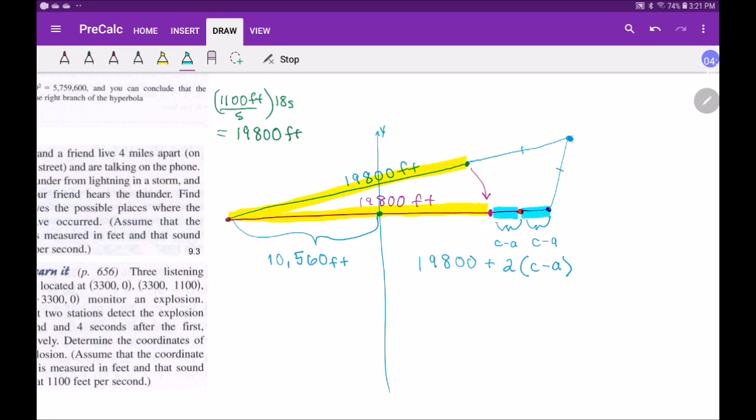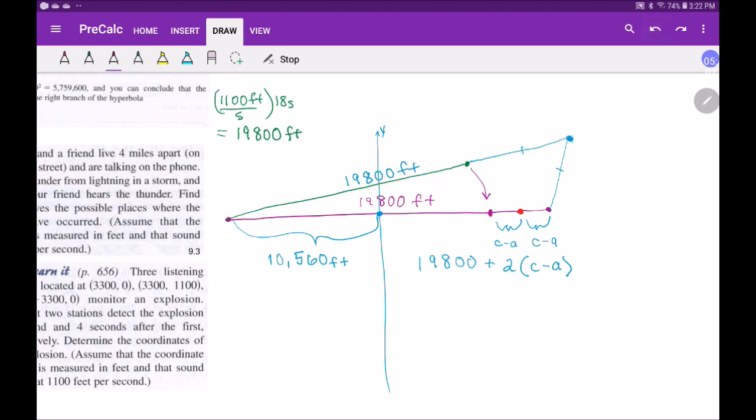So if the explosion happened where A is, then I'd say we'd hear it at the same time. We'd hear it the same if my friend moved over to this new location. But he didn't, and he's not. So anyway, that's how we're thinking.